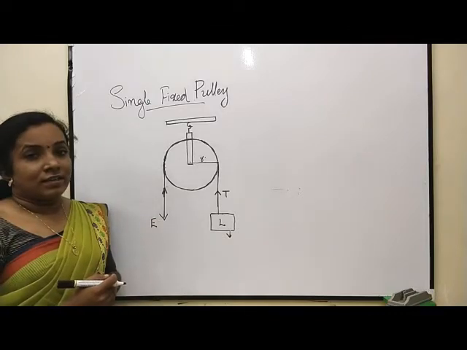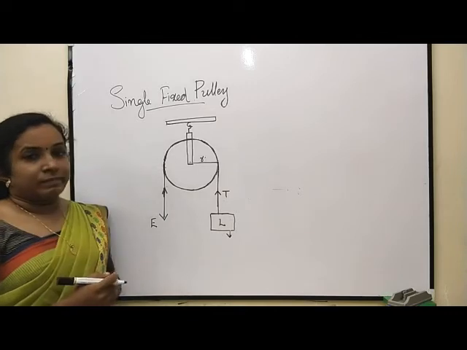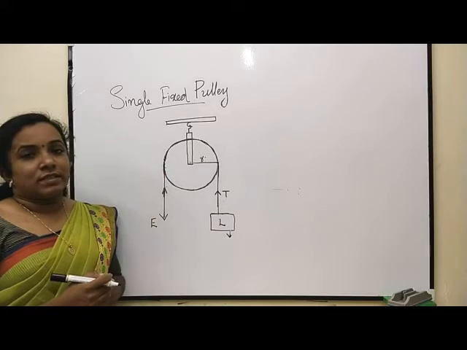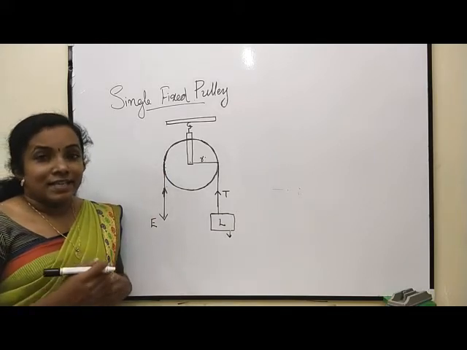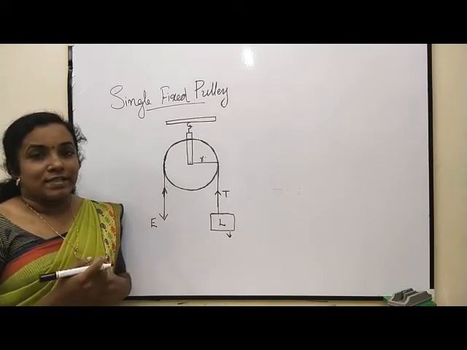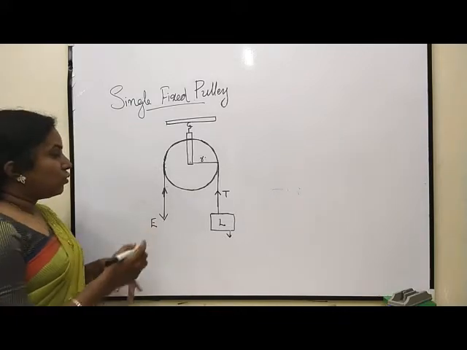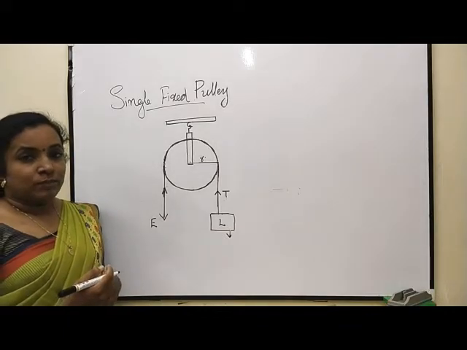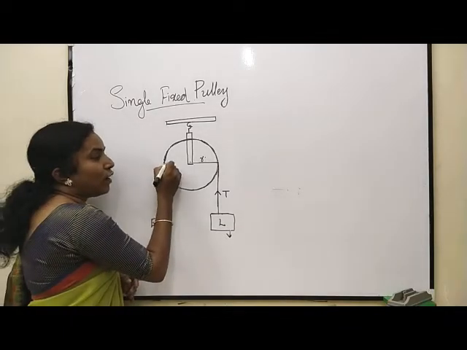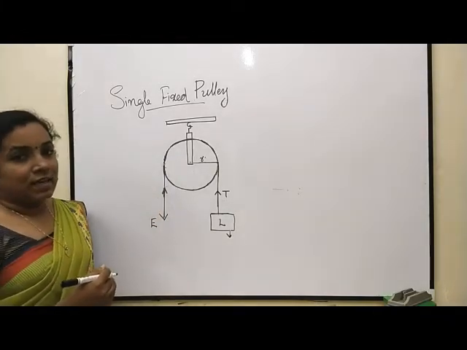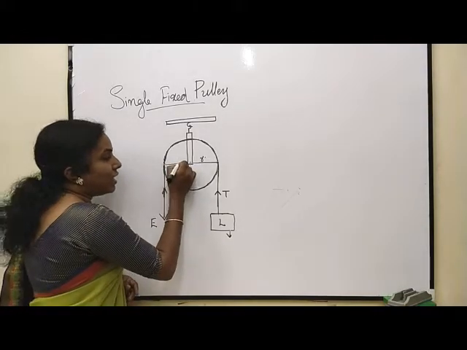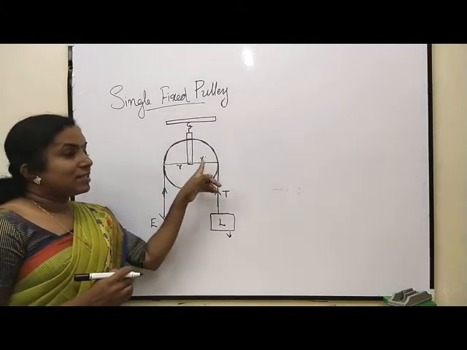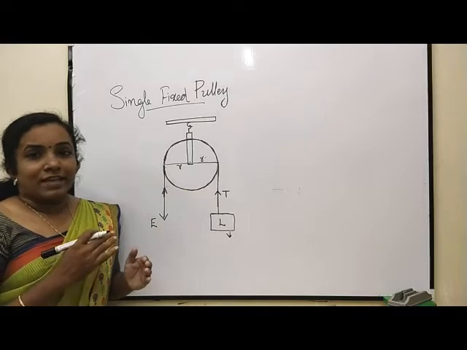The same way, effort exerts downwards and which produces an anti-clockwise moment, and this anti-clockwise moment is equal to effort into, because effort acts here, effort into distance from effort point to the axle, which is also equal to the radius of the wheel. Since both the distances are same, we can cancel.